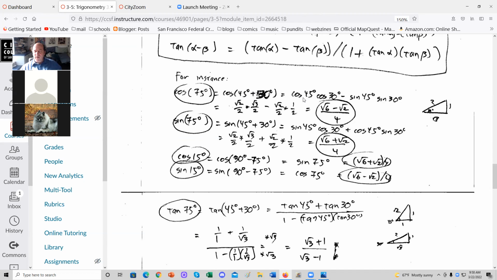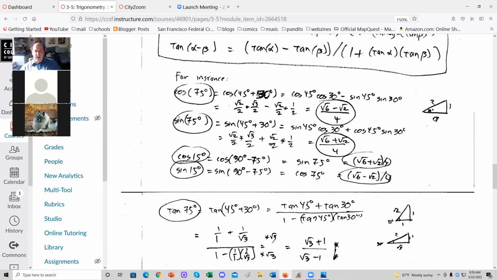Okay, cos 45, that's an isosceles right triangle with sides 1, 1, and root 2. And so cosine is root 2 divided by 2. Cosine 30, well, here's a 30, 60, 90 triangle with adjacent being root 3 and hypotenuse 2. So cosine of 30 is root 3 over 2. Sine of 45 degrees is also root 2 over 2. Sine of 30 is opposite over hypotenuse, 1/2. So root 2 over 2 times root 3 over 2 minus root 2 over 2 times 1/2. So after combining, we get root 6 minus root 2, all divided by 4.